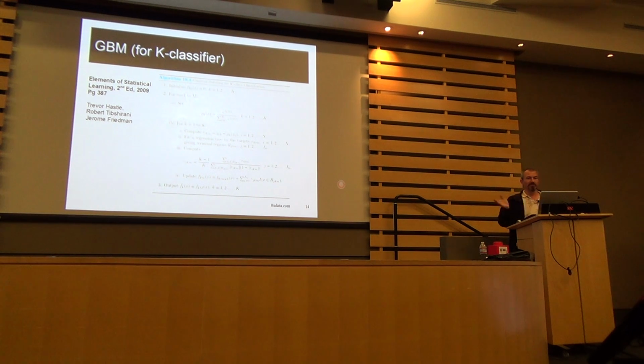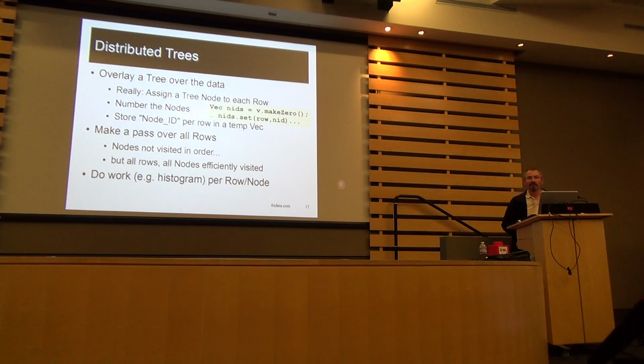Okay, so now I'm going to jump into GBM here. So this is the algorithm we implemented. Elements of Statistical Learning, page 387. Nice eye chart. Trevor covered it really nicely just a minute ago. The thing to look at is step 2b ii, fit a regression tree. So all the time and expense in this algorithm is fitting the regression trees, and everything else comes out fairly cheaply. So that's the part that we're going to do in parallel and distribute. So now I'm going to switch over to distributed trees.